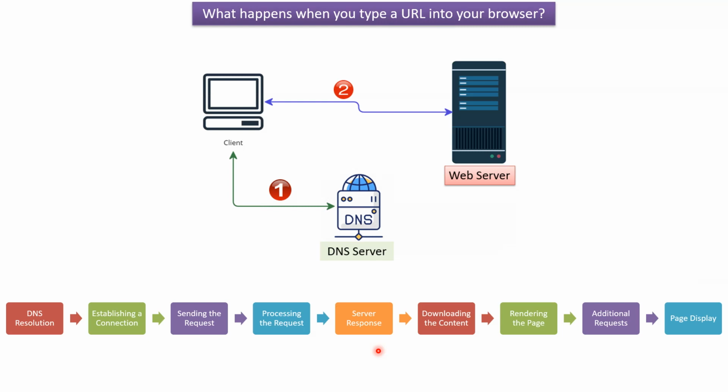When the user types a URL into the browser, here you can see the sequence of steps that will happen. DNS resolution, then the client establishes a connection to the web server, then the client sends the request to the web server, which receives and processes the request. Then the web server sends a response back to the client, downloading the content, and the client renders the page. While rendering the page, if additional requests are needed, the browser will make those requests. Then finally, page display.